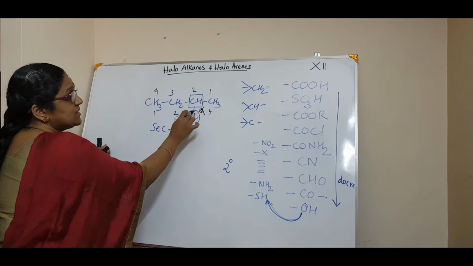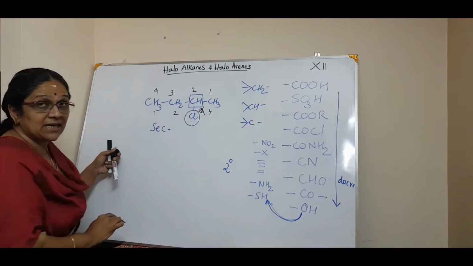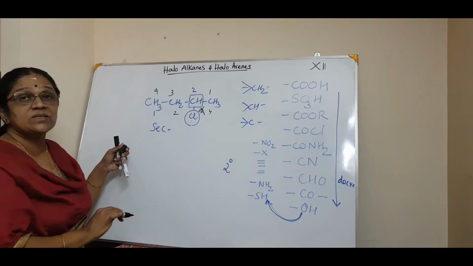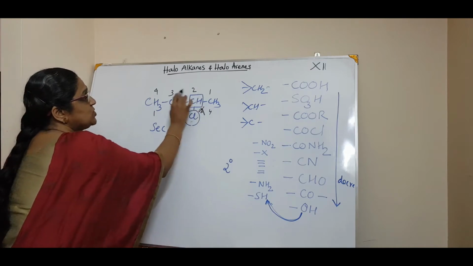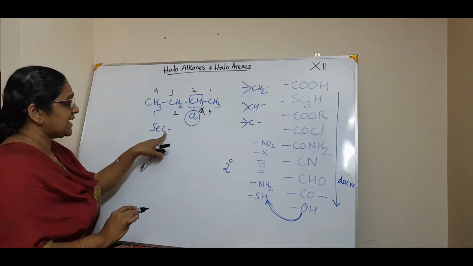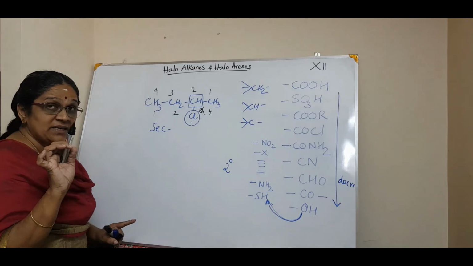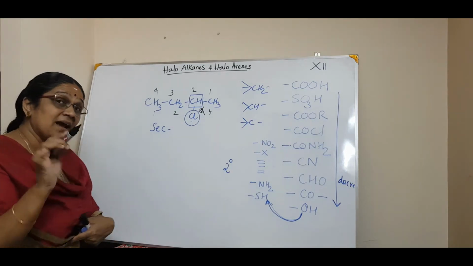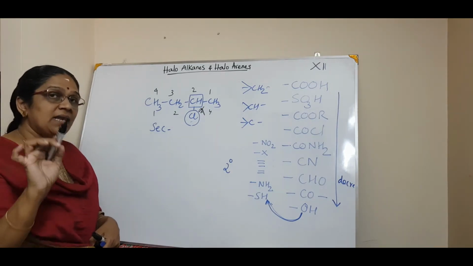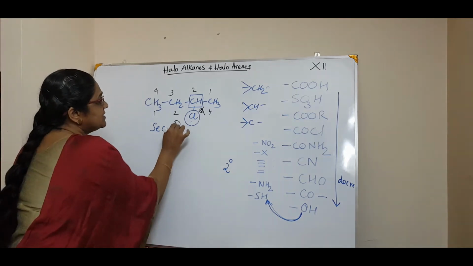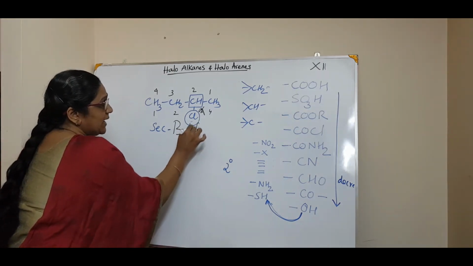No, this is wrong, because the carbon atom attached to the halogen atom should get the lowest number. So this is correct: 1, 2, 3, 4. So you will write secondary, 4 means butyl. Now the alkyl group will be butyl, isn't it? So we can write secondary butyl.